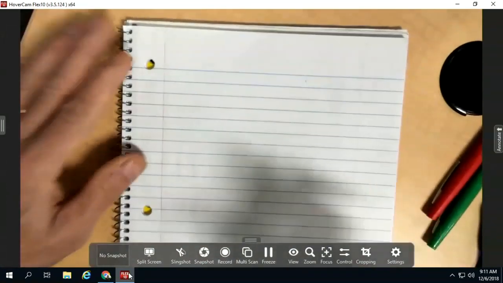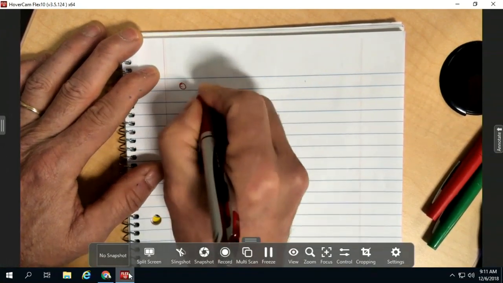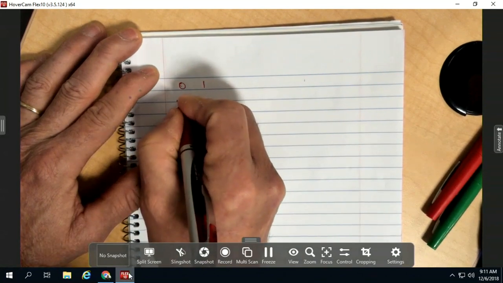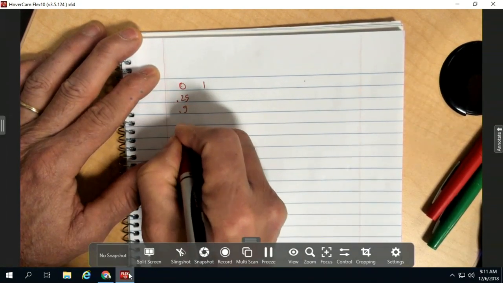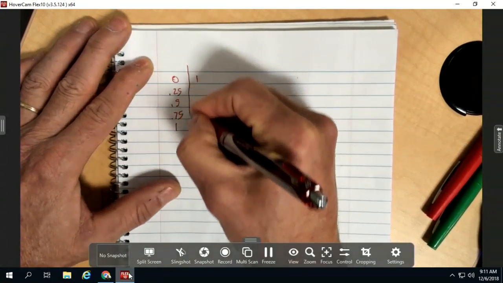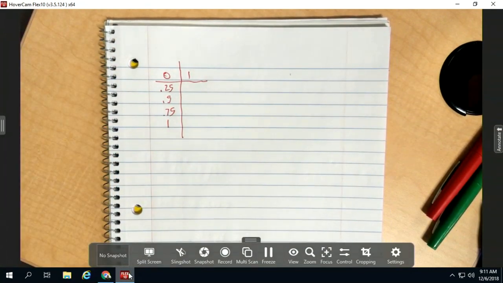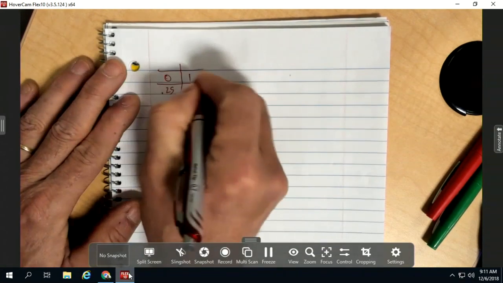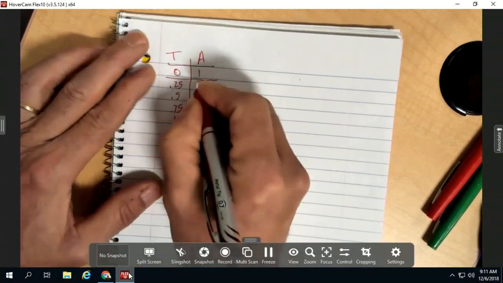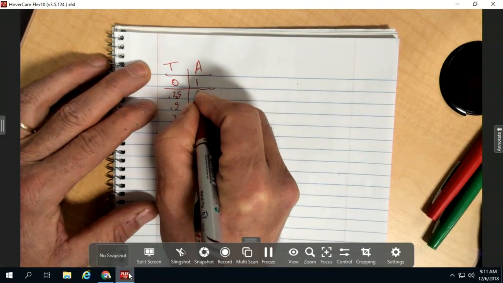I'll do the math in a table form. So we start with, at time 0, we have 1. Time 0.25, time 0.5, time 0.75, time 1. Okay, so if we increase it by 25%, how much will we have? Oops, I didn't do that right. This is the time, this is the amount. So if we start with 1 and we increase it by 25%, how much do we have at the end of the first quarter?